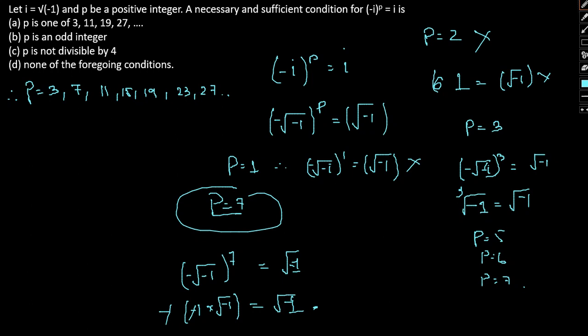Now if we check the options, p is one of 3, 11, 19, 27. No, we have something like 15 as well and 7 as well. Cancel. P is an odd integer. Yes, p is an odd integer. P is not divisible by 4. Okay, p is also not divisible by 4. So we have multiple conditions here.